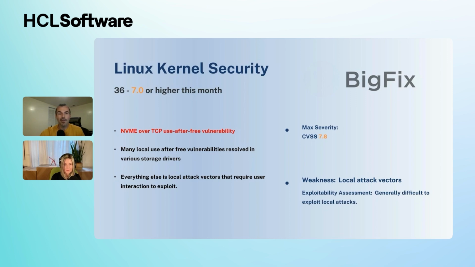The one that concerns me the most, mainly because I really love NVMe, that's super fast local disk. When that came out, that was the future is now to me, just the fastest disk I've ever heard of. There's a vulnerability in NVMe over TCP. So this is a network adapter faced NVMe drive that has a use after free vulnerability in it, which to me is pretty serious, especially in the Linux space.